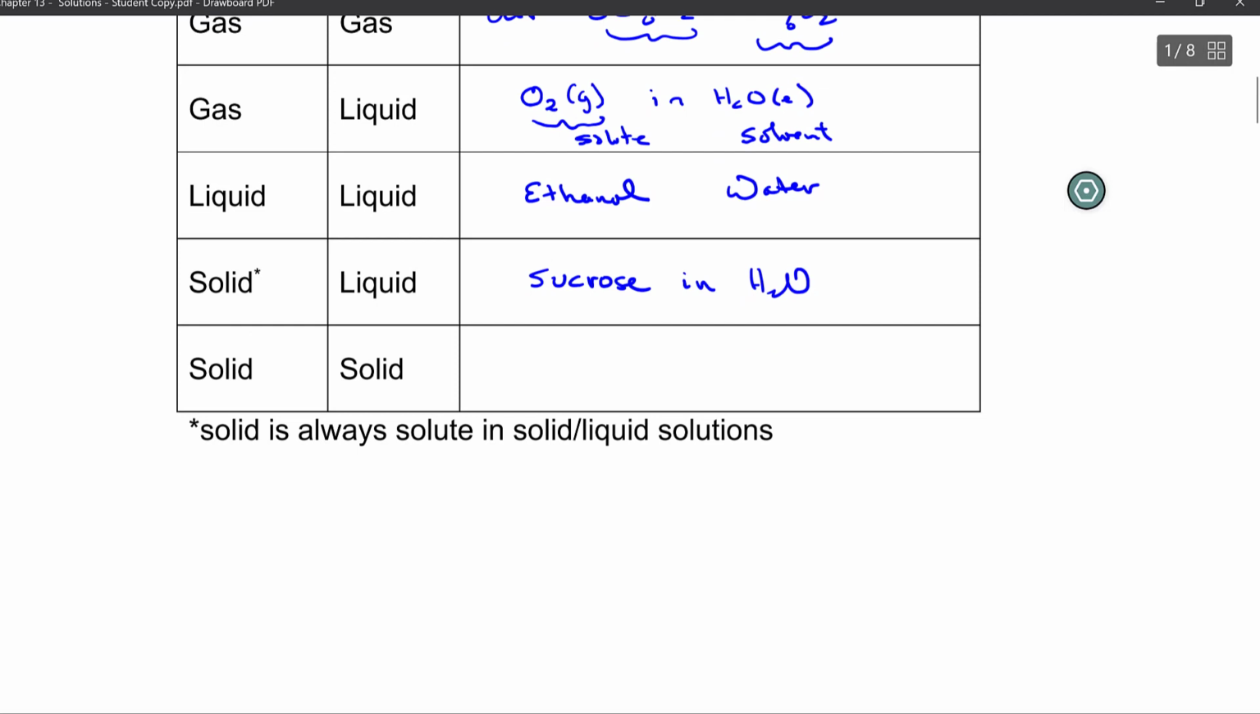And then you can have solids in solids, and in engineering we call these alloys. And so brass is an alloy of copper and zinc, but there are stainless steels that have chromium or other metals dissolved homogeneously throughout their structure, and so we would call those solutions as well. The only type we don't list here are liquids in solids, because the solid is almost always considered the solute in those conditions.